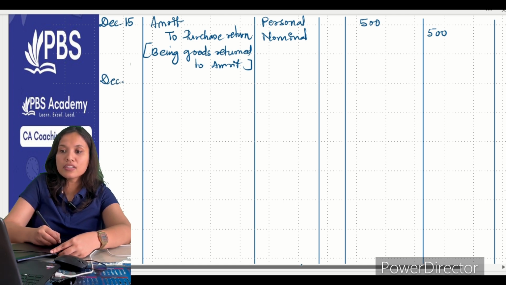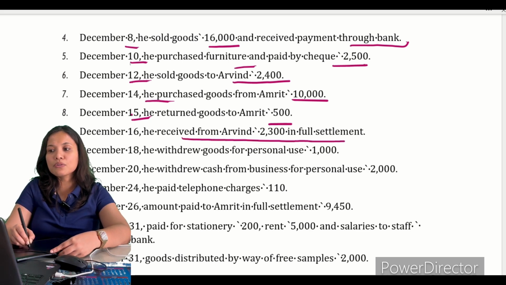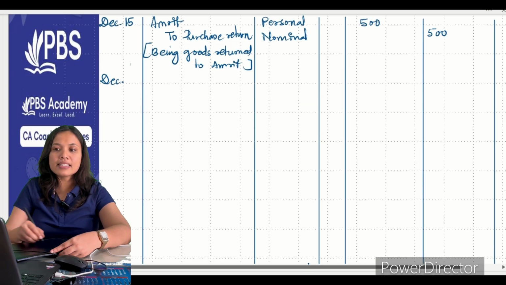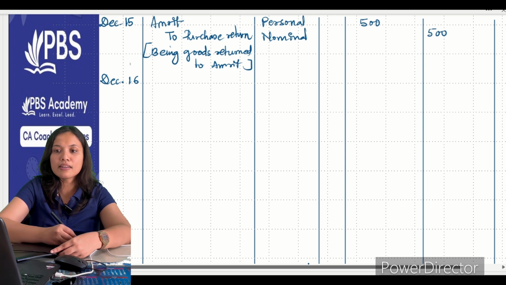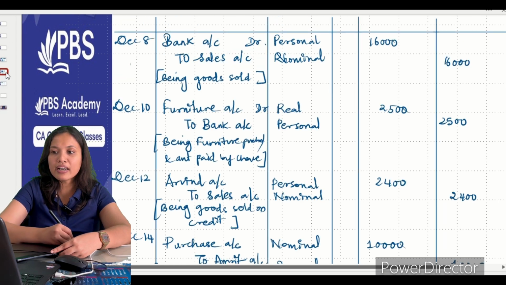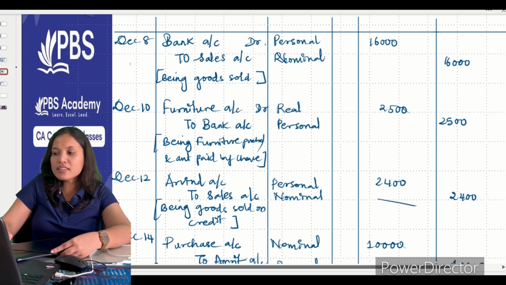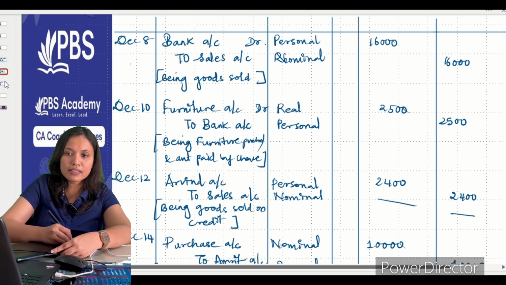Next transaction is December 16. What is the transaction? He received 2,300 from Arvind in full settlement, correct? So let us find out in the previous entries, do we have Arvind somewhere? Yes. How much is Arvind's account? It is standing at a 2400 rupees balance, correct?